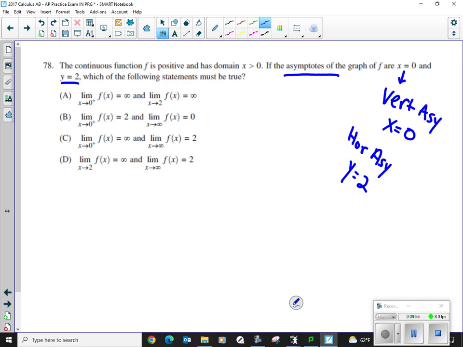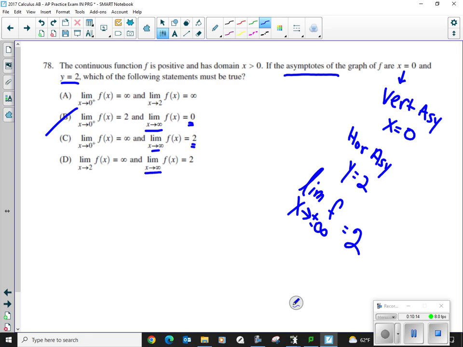Well, I know for horizontal asymptotes, it's a limit as x goes to either positive or negative infinity of my function, that should be 2. So let's look for that one right now. Okay, the limit as x goes to infinity is not 2, so that's not this one. Okay, limit as x goes to infinity is 2, that's good.